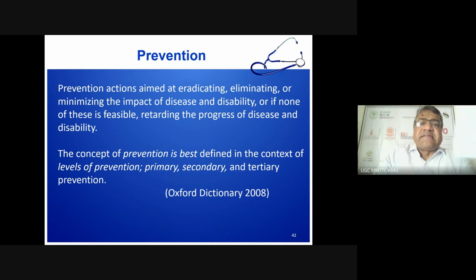So prevention is action eradicating, eliminating, or minimizing the impact of disease and disability, or if none of these is feasible, retarding the progress of disease and disability. The concept of prevention is best defined in the context of the levels of prevention: primary, secondary, or tertiary prevention.